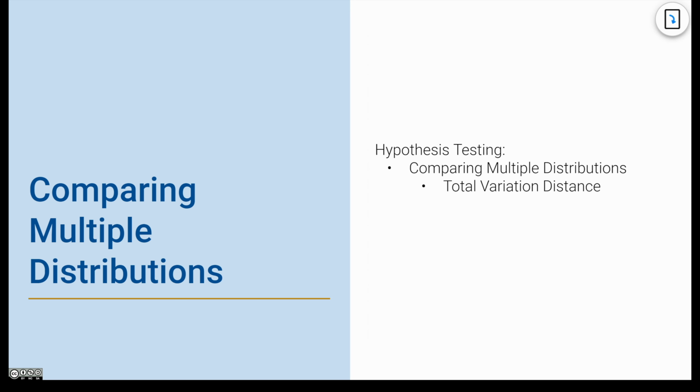Now we're going to look at another example of hypothesis testing, this time in the context of comparing multiple distributions. And we'll introduce a new test statistic called the total variation distance.